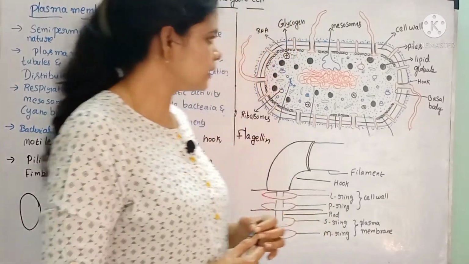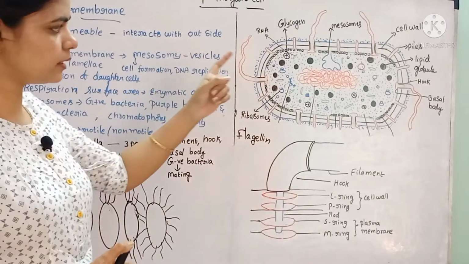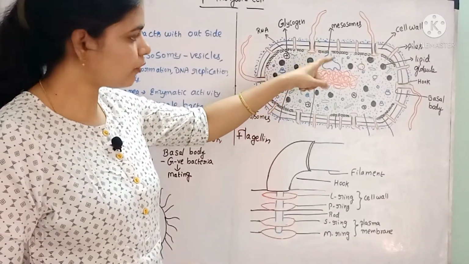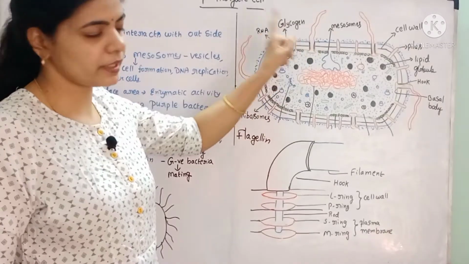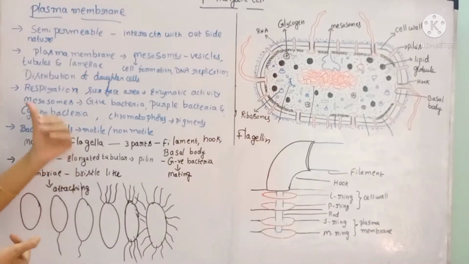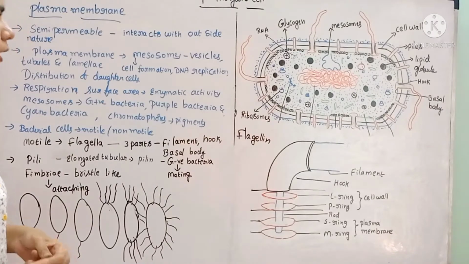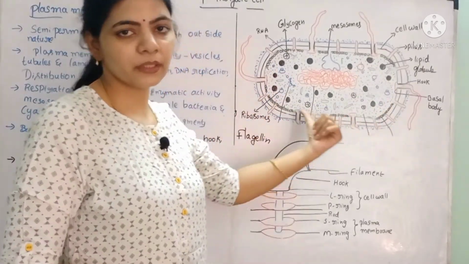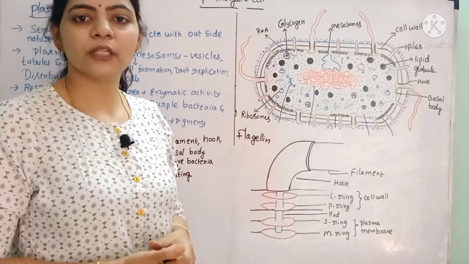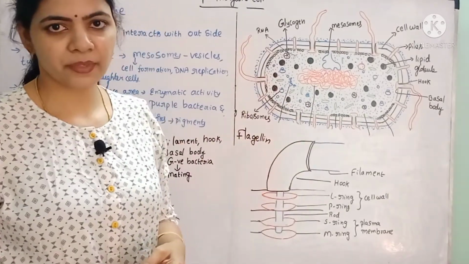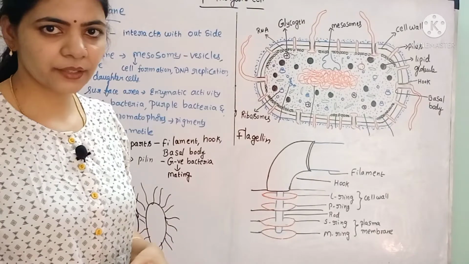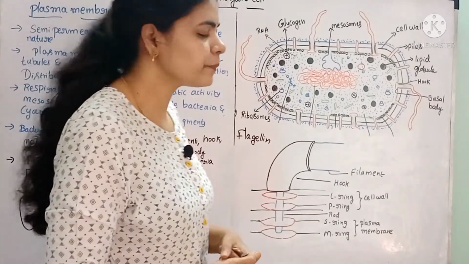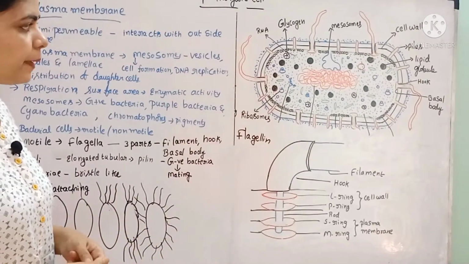And the next part in the cell: the glycocalyx is over, the cell wall is over. What is the innermost layer? The plasma membrane. Now in this video we are going to study the plasma membrane. This plasma membrane is a semi-permeable membrane. It is similar to the eukaryotic plasma membrane. Both prokaryotic and eukaryotic plasma membranes are similar.